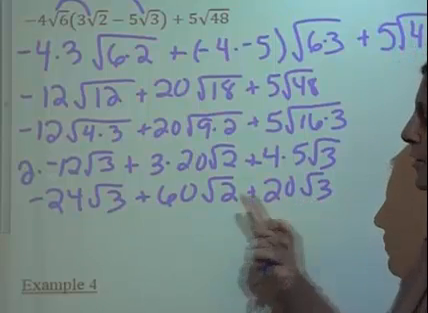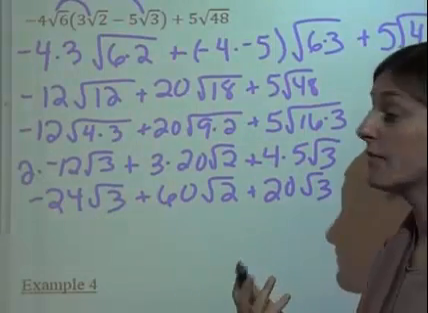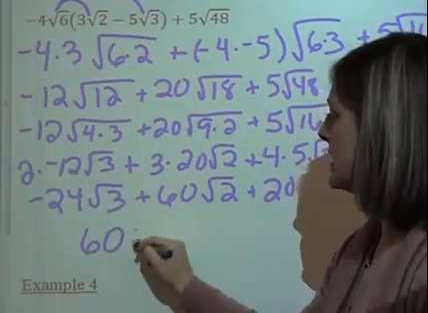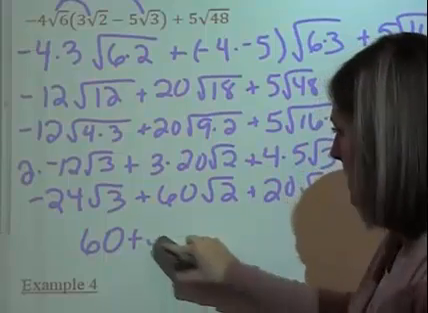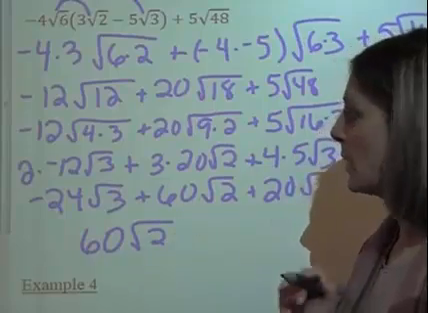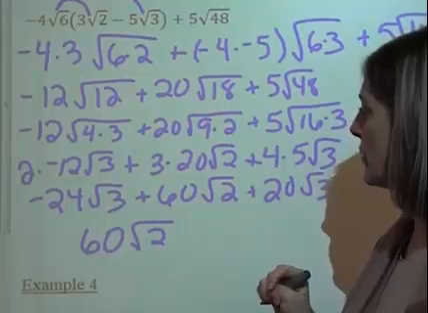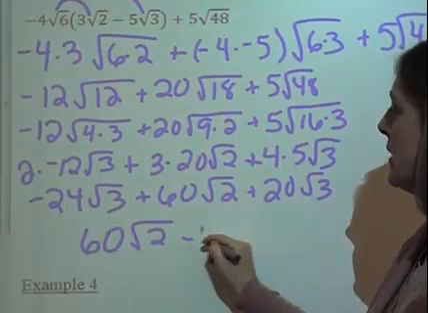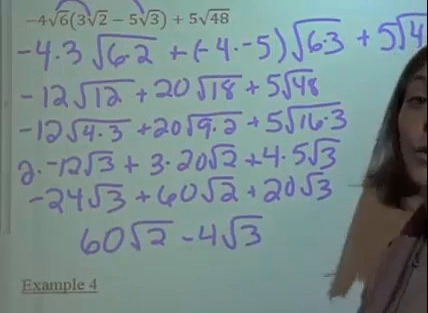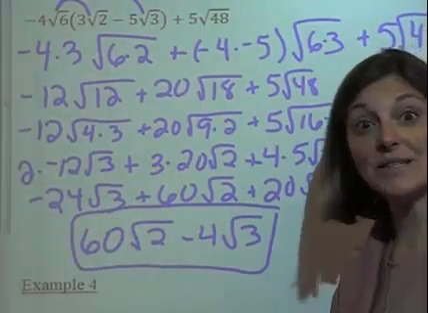And then we have square root of 3 here, square root of 3 there, so we combine like terms. -24 plus 20 is -4. So you can write 60 plus, not plus, it's going to be 60 times the square root of 2. Okay? It's okay to make mistakes as long as you see them. All right, so 60 square root of 2, and then we're going to combine these, and it was -4 square root of 3. And that is your answer.